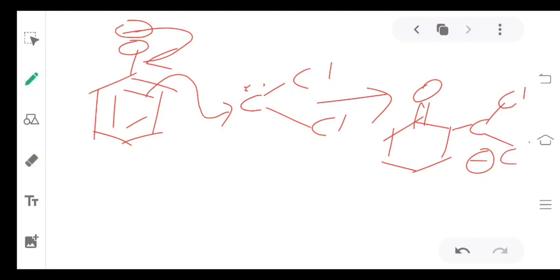Now here students, there is a very interesting point. The minus charge on the carbon atom will abstract the proton of the adjacent carbon, and the carbon-hydrogen bond will get shifted and the carbonyl bond will break. Okay, now please pay attention. Then re-aromatization will take place.